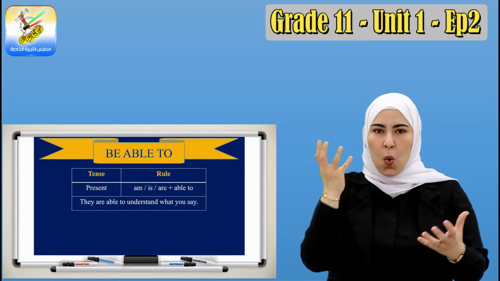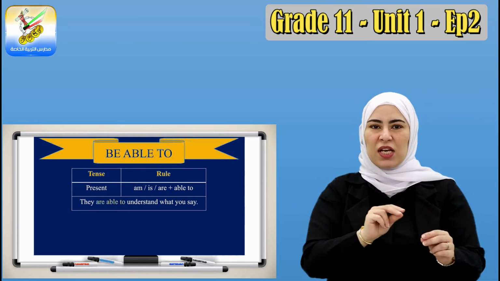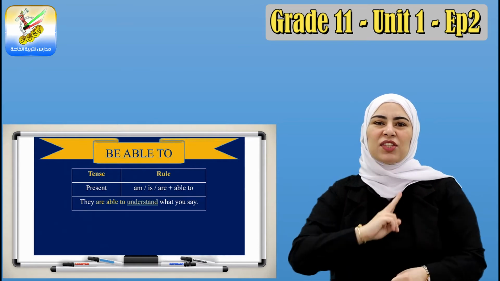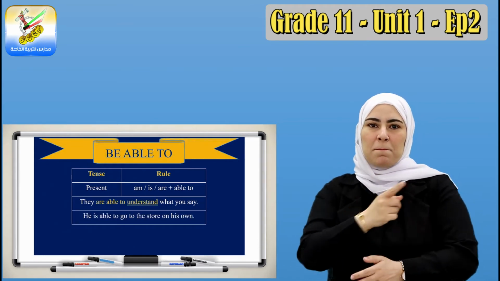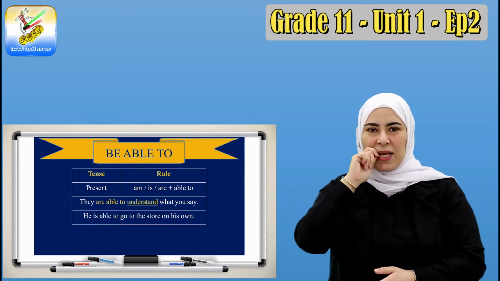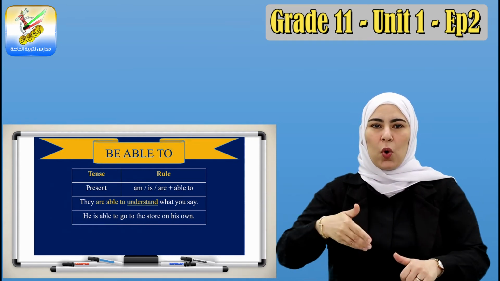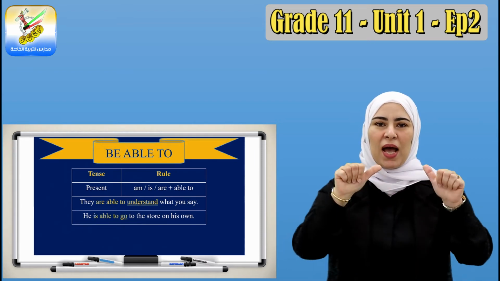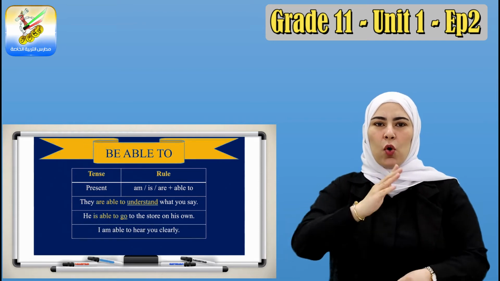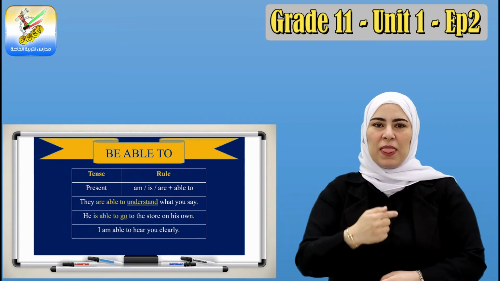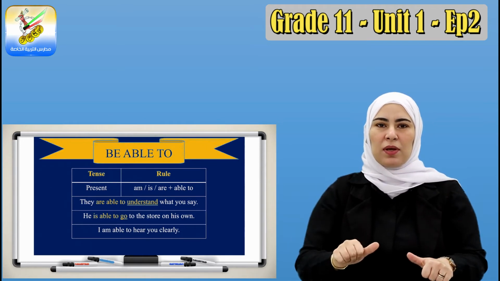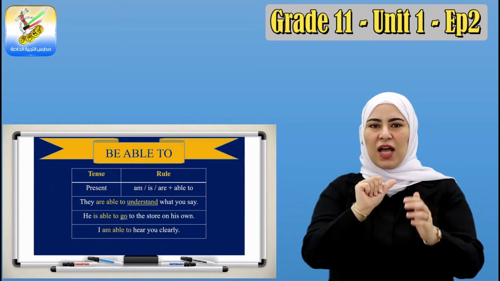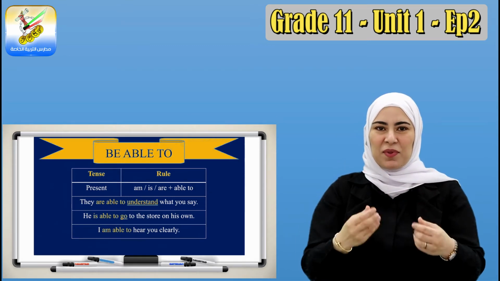Notice here we followed the rule. We used are plus able to, and the word understand expresses the ability. Here's another example. He is able to go to the store on his own. Notice that we used is able to plus the verb go, which expresses the ability. Another example. I am able to hear you clearly.